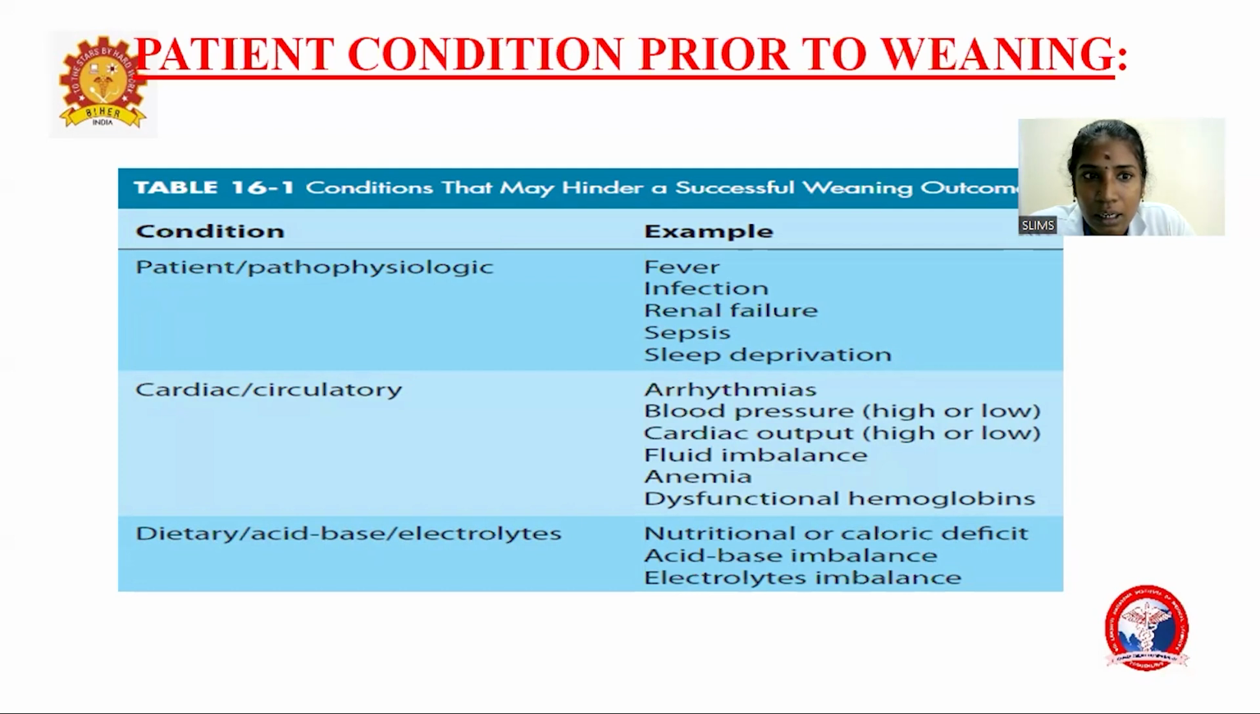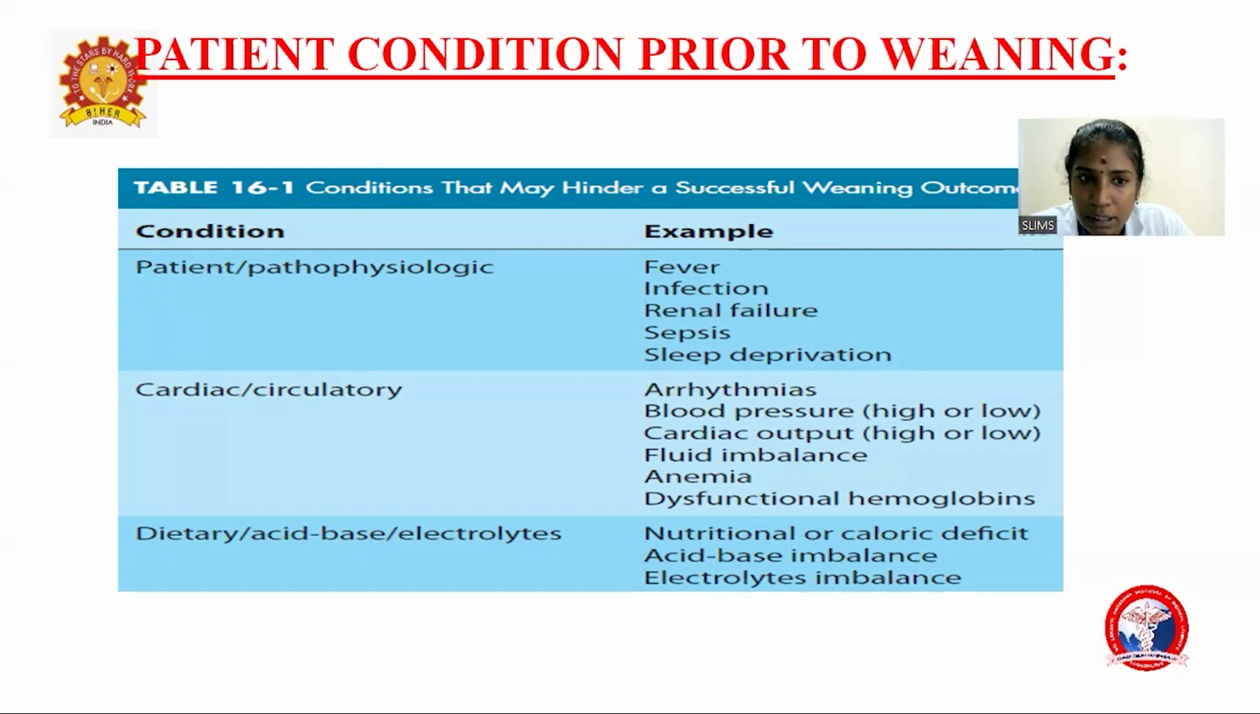Patient conditions, for example, the pathophysiological condition. If the patient has high-grade fever or infection, renal failure, sepsis, or sleep deprivation, these patients should not be weaned from the ventilator. If you wean in this case, it will become a failure of weaning. Once they come out of this pathological condition, we can make sure the patient can be weaned off.